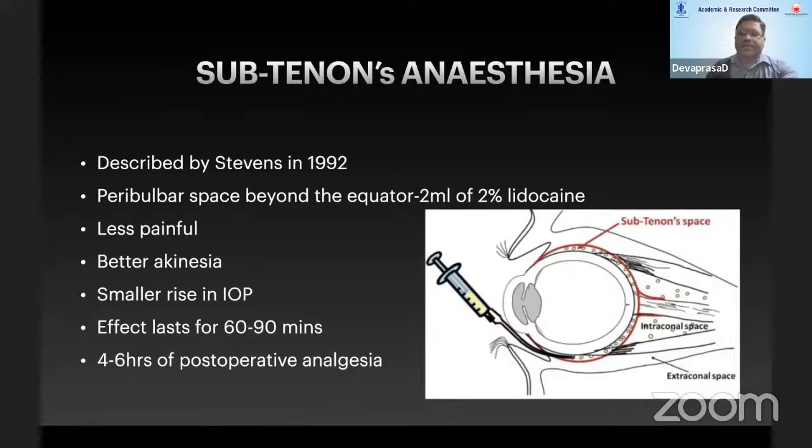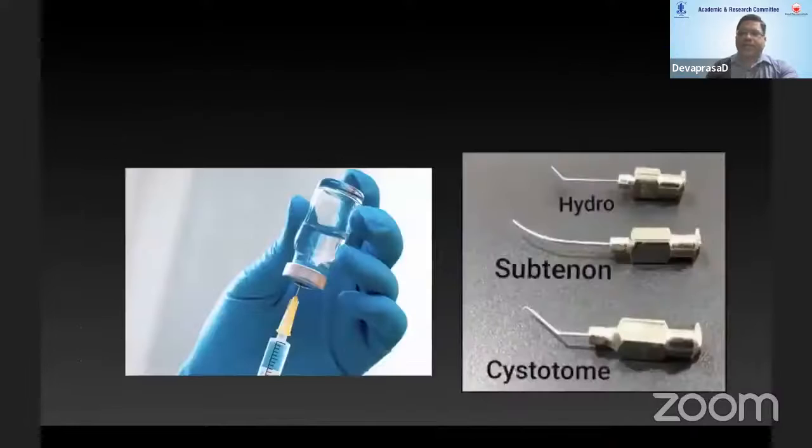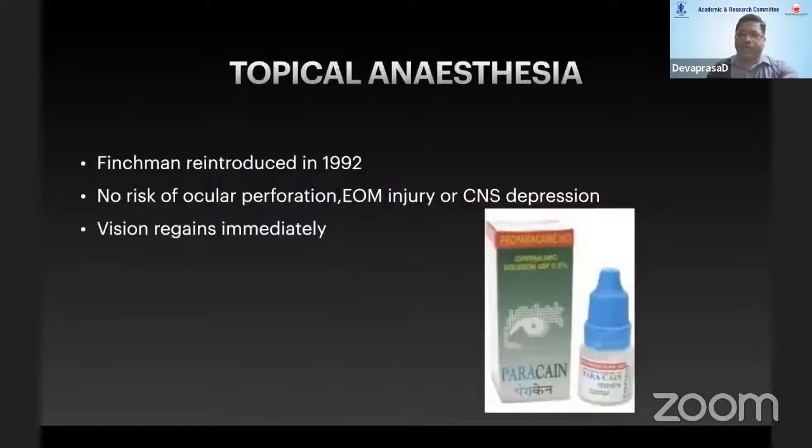The effect lasts for 60 to 90 minutes, with 4 to 6 hours of postoperative analgesia. The sub-Tenon block is given by a special type of cannula, which is angulated and not bent at any degree. The very commonly used technique is topical anesthesia, which was reintroduced in 1982 by Fichman. There is no risk of ocular perforation, no injury, no CNS depression, and vision regains immediately.